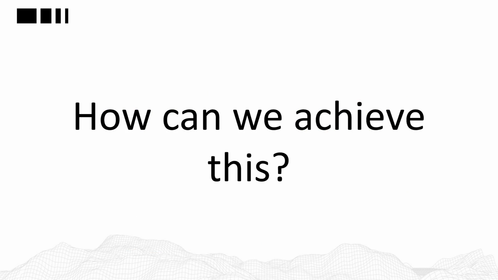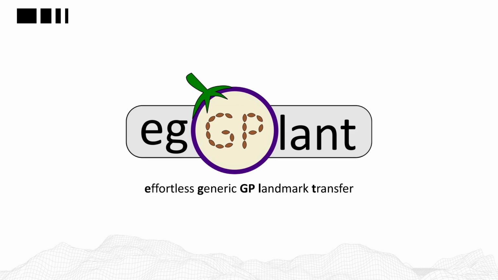So here then comes the million-dollar question: how can we achieve this objective? How can we transfer our information from different types of observed data to a common coordinate framework? And how do we create this common coordinate framework? Well, the method that we designed to do this is called eggplant, which is short for effortless generic GP landmark transfer.